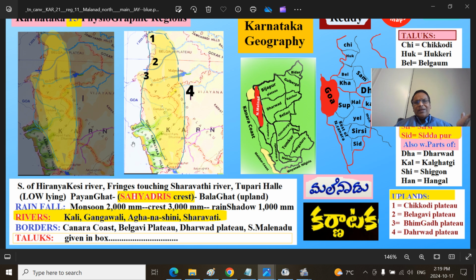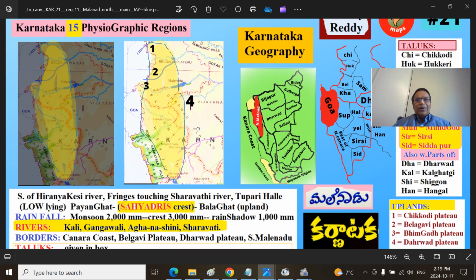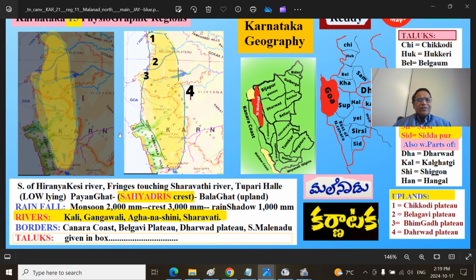The eastern part is mostly rain shadow, but still it gets very reasonable rainfall, 1000 millimeters. The rivers that originate in the western part of this area are the Kali Nadi, Gangavali, Aghanashini, and Sharavati, flowing in these regions. If you look at the borders of this region, this is the Kanara coast, and the northern part is the Belagavi Plateau.